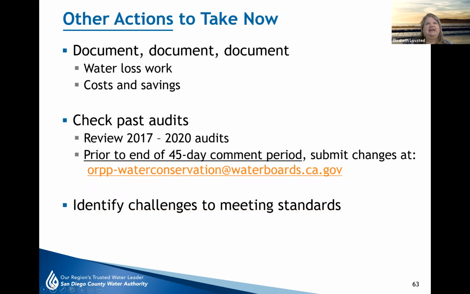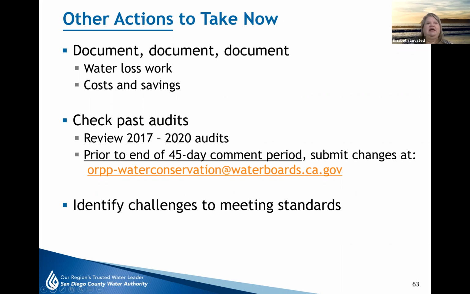Other actions to take, really document. I can't say this enough. What they've really looked at is the cost of water loss work, how much is being saved. Why is your real loss going up or down? I think the more we can document these things, the better off we are.